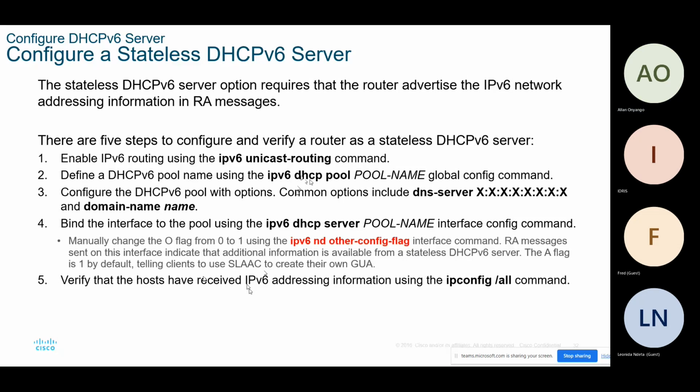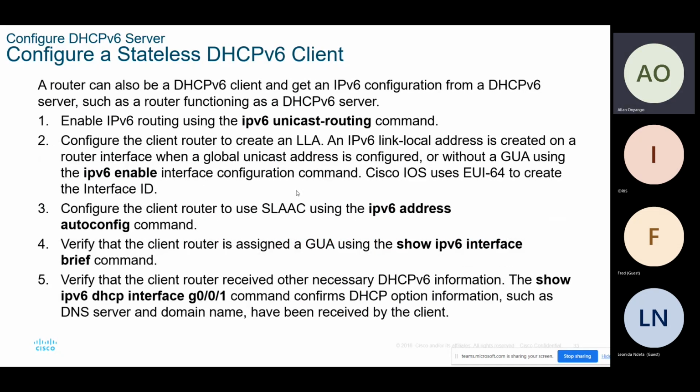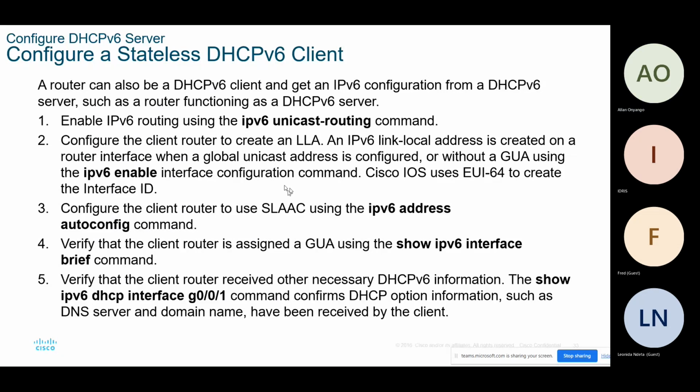Okay. Now, for us to make a router a stateless DHCPv6 client, just like we did yesterday, you want to make the router acquire an address like a client. So the first thing the router needs to do is enable IPv6 routing by saying ipv6 unicast-routing. Then you need to configure the client router to create a link local address.